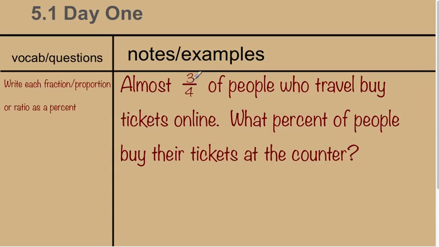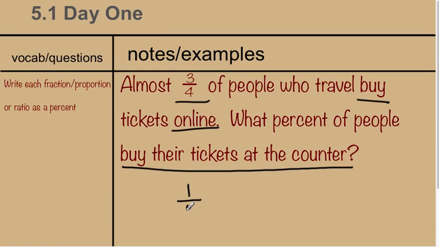All right, here's another one. Almost 3 out of 4 people, 3/4 of people who travel buy tickets online. What percent of people buy their tickets at the counter? So watch carefully. This is one of those questions that's trying to get you. 3/4 buy online. That's what the data tells us. The question wants to know who buys them at the counter. If 3 out of 4 buy online, that leaves 1 out of every 4 to buy at the counter.